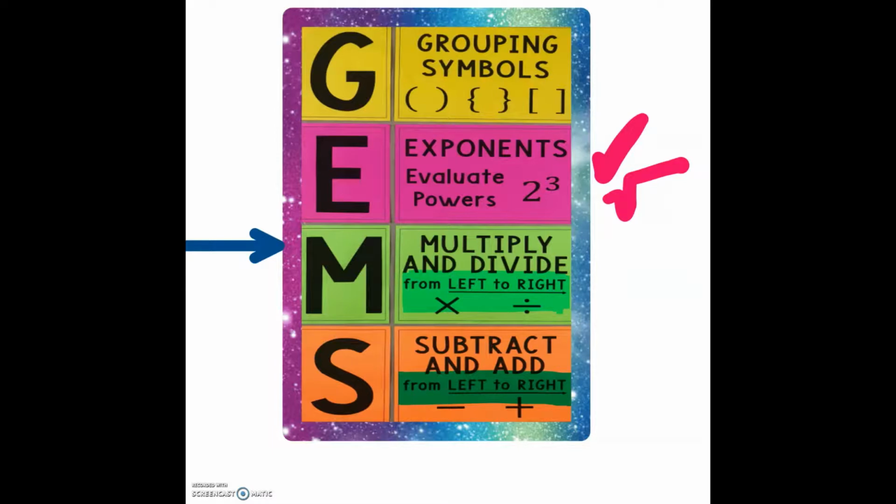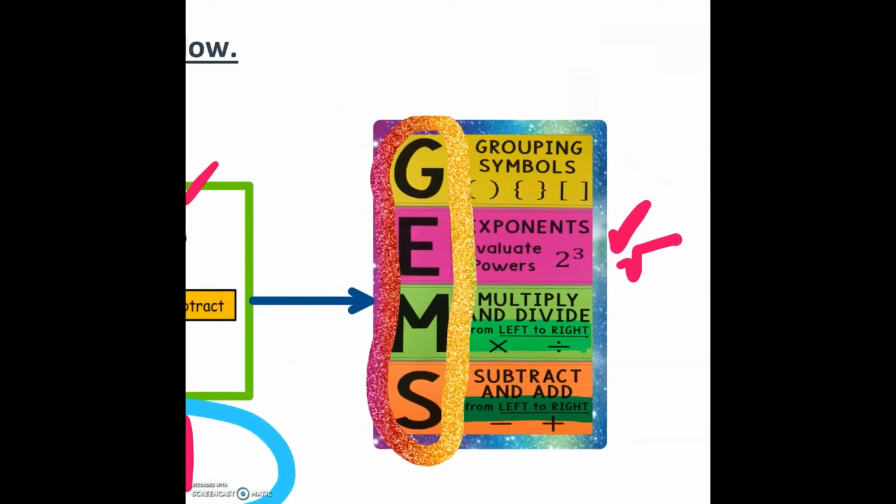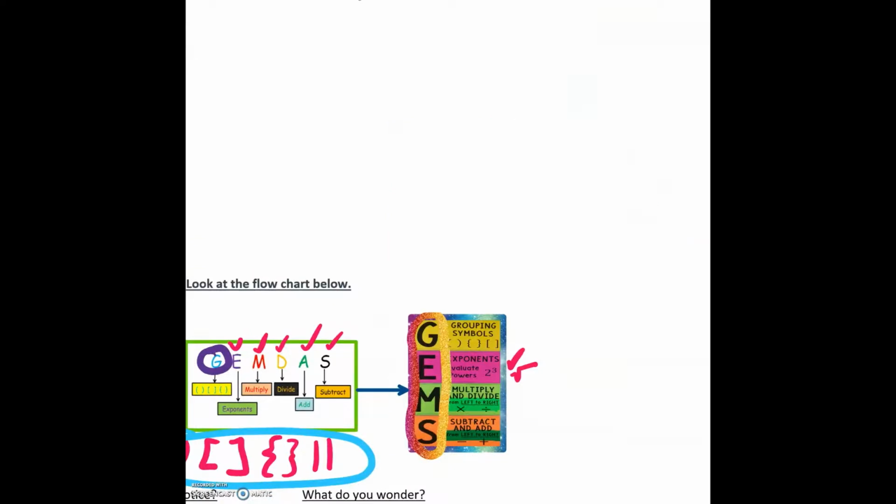Okay, so that's why we're going to use GEMS here from now on. So, GEMS, they're just so pretty. 4 letters to remember instead of 6, right? Should make life a little easier maybe.